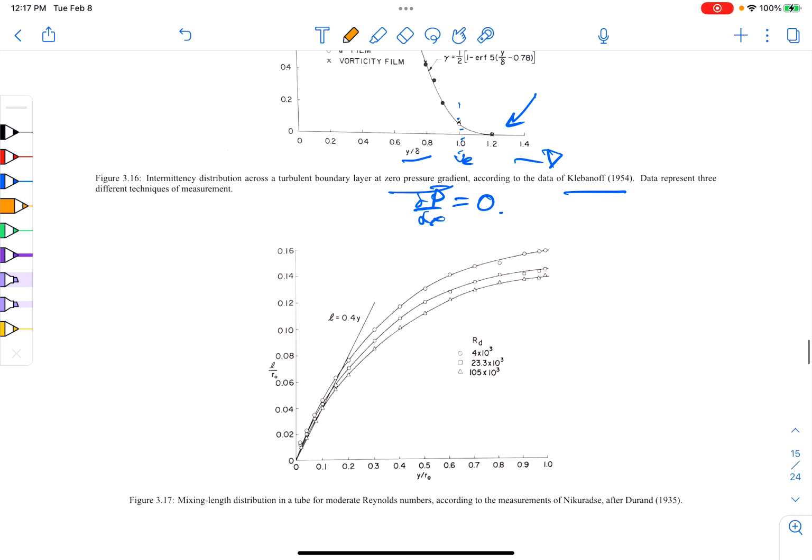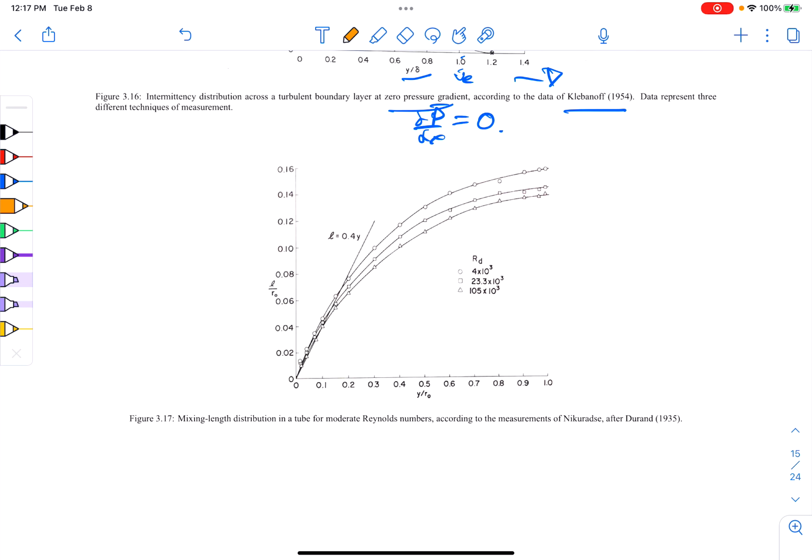There's my intermittency plot, and just to cover things, I don't think I mentioned this one, I should have. This is a length scale with pipe radius and distance from the wall with the middle of the pipe, right? Pipe radius, so this is the center of the pipe. I wanted to show this graph and discuss it too. I guess I referenced it here, but I didn't talk about the figure.